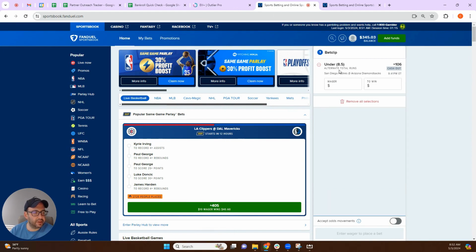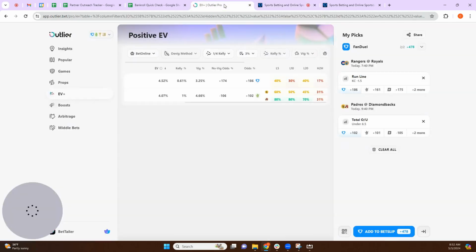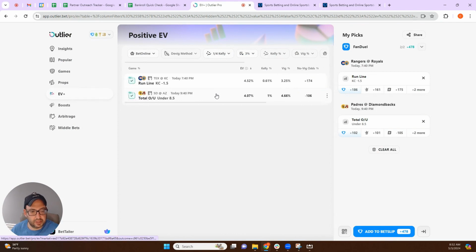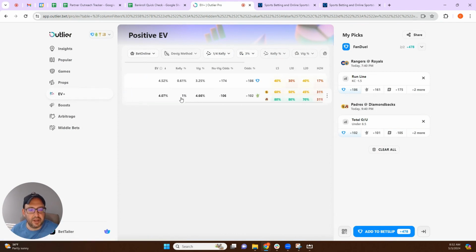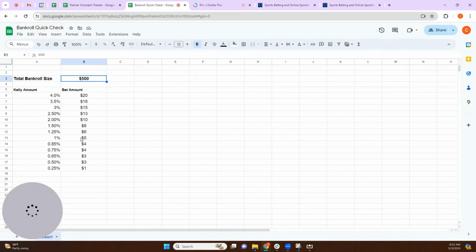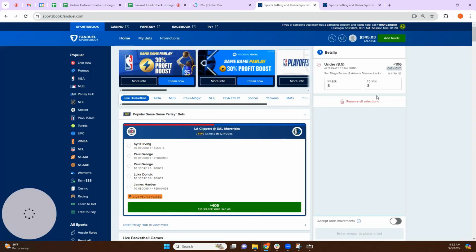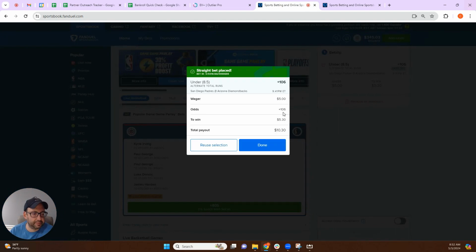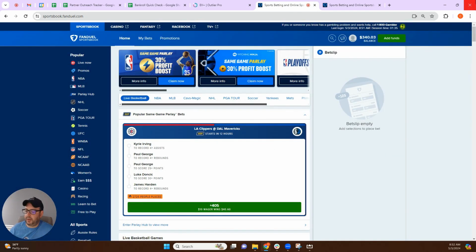We're going to make sure that we got this alt line under 8.5 at plus 106. Is this the actual line? Under 8.5 plus 106 at 1% Kelly. So if you're looking at our $500 bankroll, that's $5. I'm going to put that $5 bet down. Done.